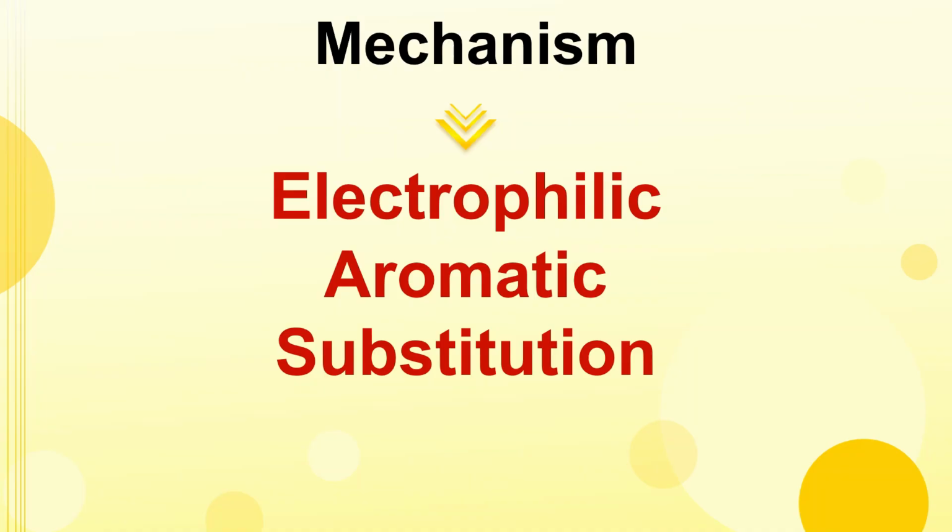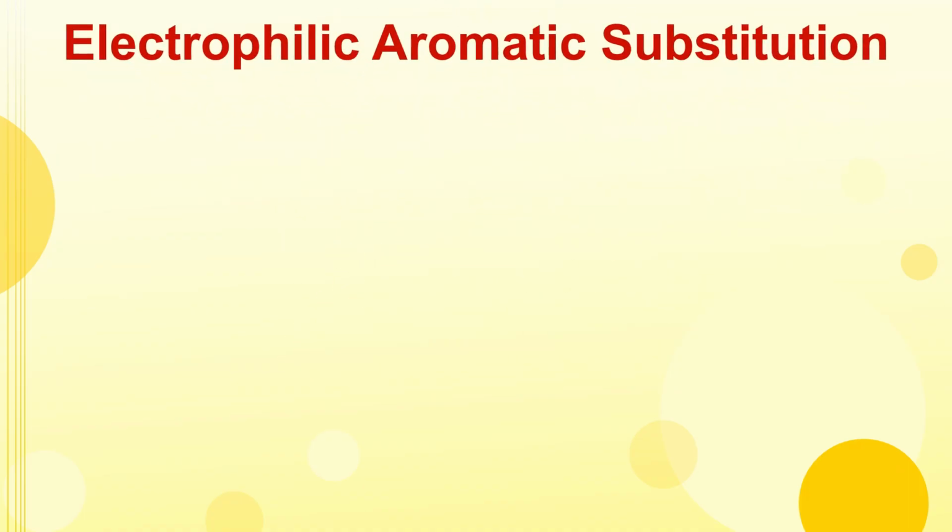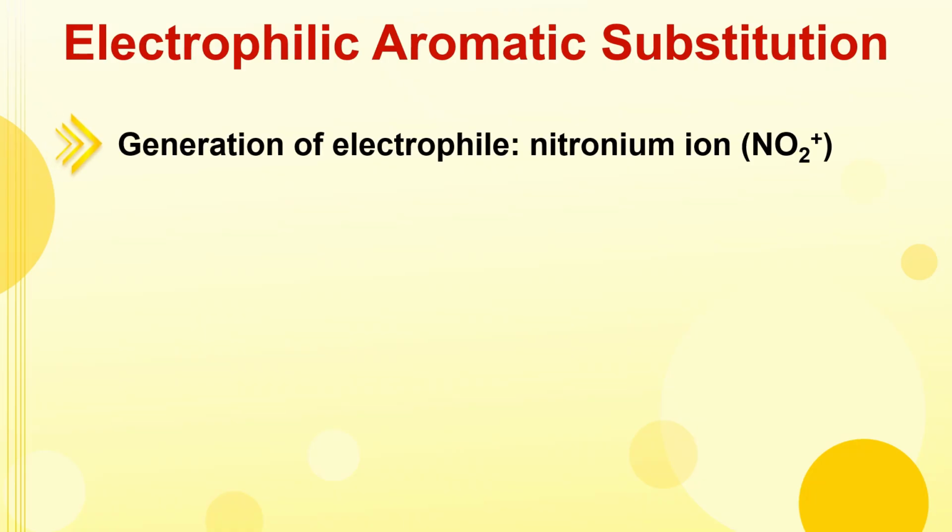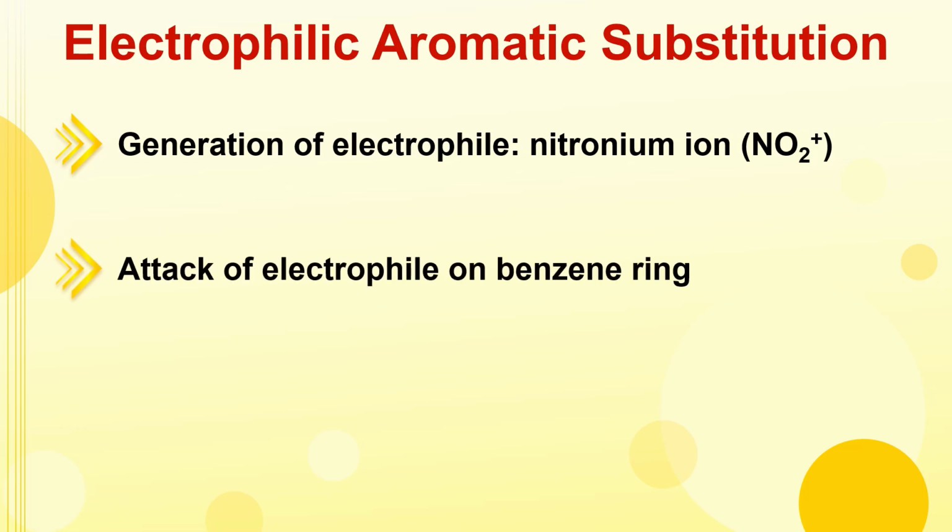Now let us understand the mechanism of nitration. This reaction is a classic example of electrophilic aromatic substitution. There are three main steps in this mechanism. First one is generation of electrophile nitronium ion, the second step is attack of electrophile on the benzene ring, and finally deprotonation.